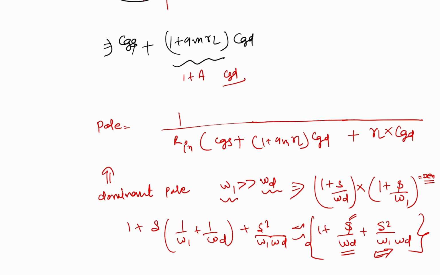So the coefficient of s square: from here you can find out omega 1 times omega d is equal to 1 upon the coefficient of s square. So omega 1 is equal to 1 upon omega d times the coefficient of s square. From here you can find out.